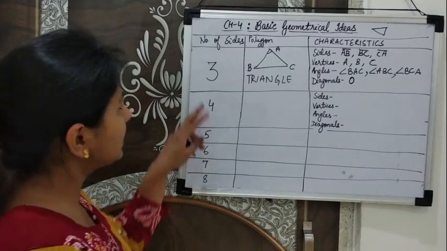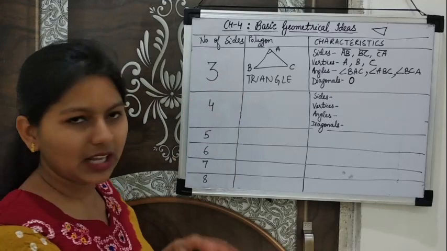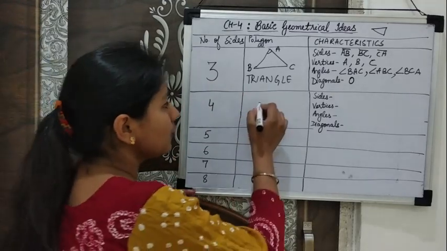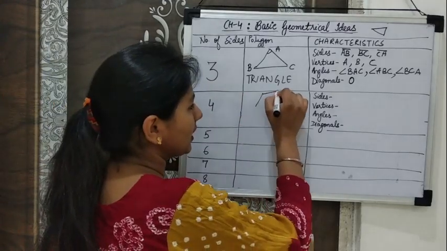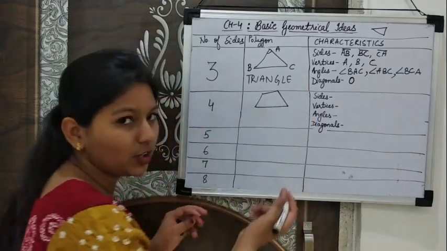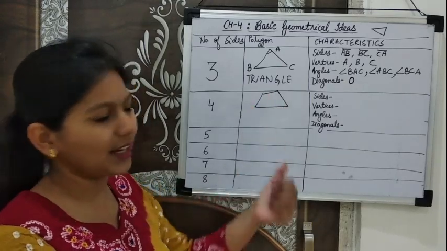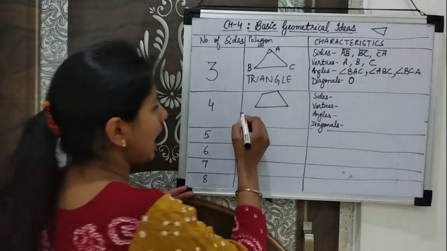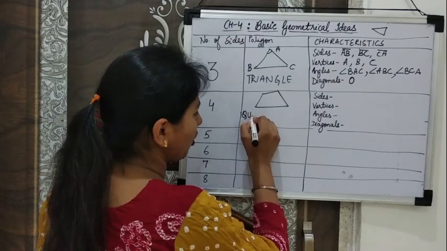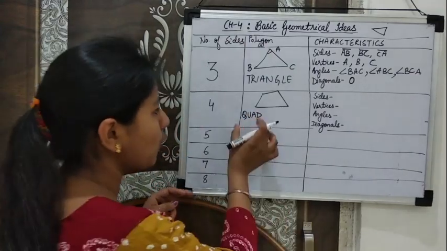Now next is the 4-sided polygon. After 3, how many sides do we have? 4 sides. So for a 4-sided polygon, I can draw any 4-sided figure: 1, 2, 3, 4. It's a polygon. Why? Because it's a simple closed curve and it is made up of line segments also. And the 4-sided polygon is called a quadrilateral. You can break this word to memorize it.